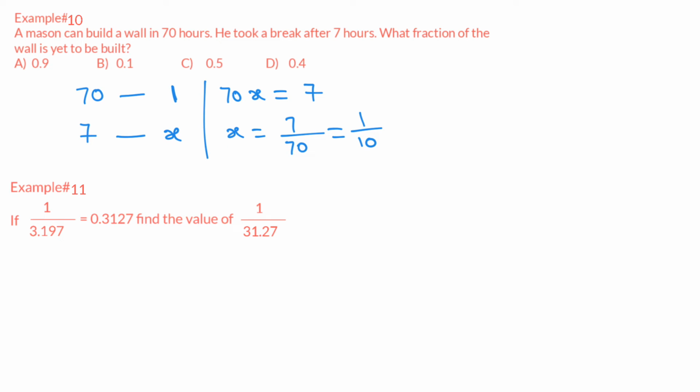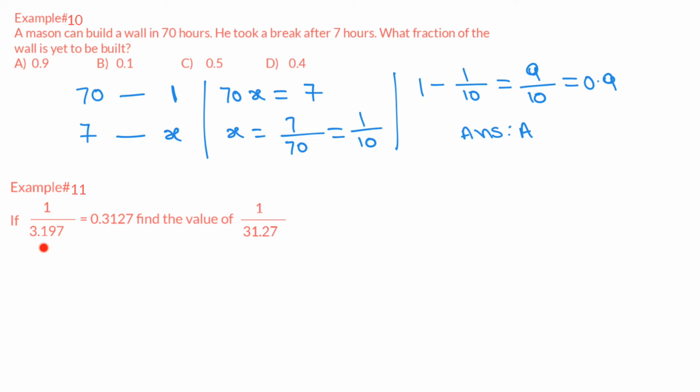We know it is the fraction of the completed work. So 1/10 part is finished. So what is the remaining work? That remaining work is 1 minus 1 by 10, which is equal to 9 by 10, which is nothing but 0.9. So 0.9 fraction of the wall is yet to be built, which is given in option A.